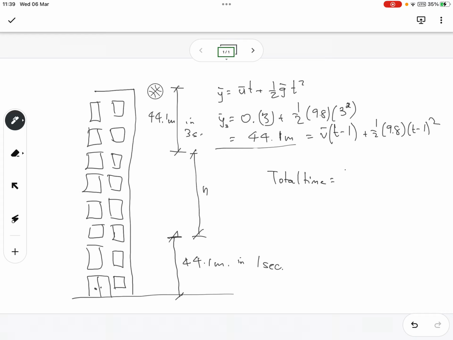And equals 4 plus n. But we don't know what the total time is, right? Yes, we don't know what the total time is. Cool. And then we also don't have anything. We don't know anything about here. That's fine.